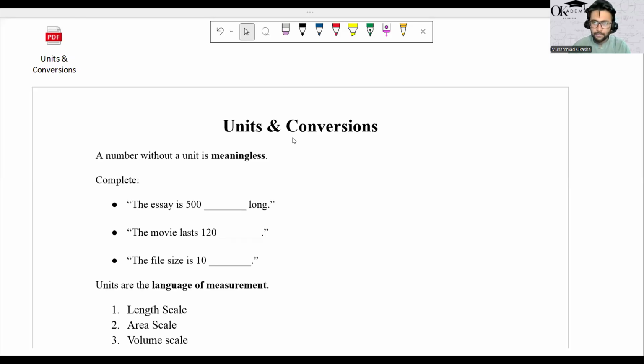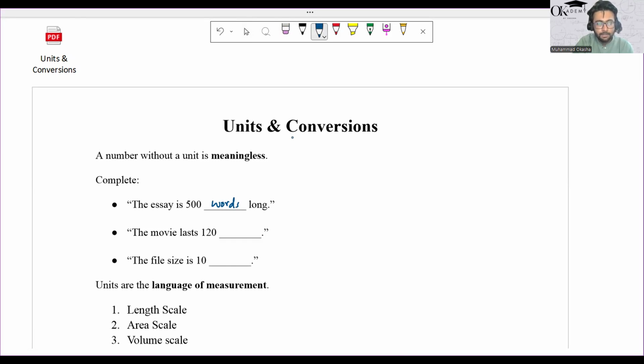Hello. So today's topic is about units and conversions. Units are a very, very important part of our lives, and without a unit, any quantity is absolutely meaningless. So, for example, let's say if you were to write an essay, and you would say the essay is 500, you should put a unit over here, right? 500 words long. I mean, 500 words long is more so a paragraph than an essay.